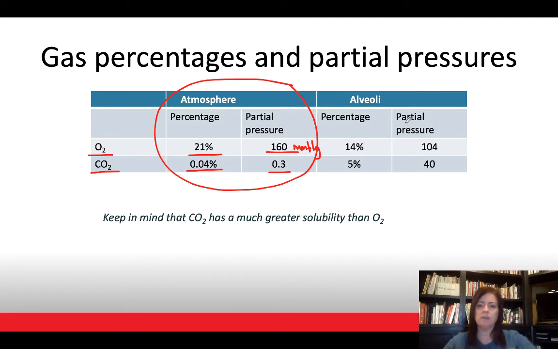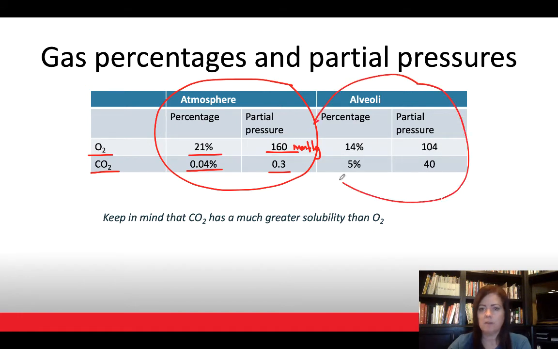We breathe air in, and it travels down to our alveoli. What we see at that point is oxygen is in a lower concentration at 14%, and its partial pressure is at 104. It's now gone down to 104. And that's because it's mixed with carbon dioxide that's leaving, and we have a lower percentage of oxygen at that point. So basically, a decrease in oxygen content when we get down to the alveoli. It's gone down.